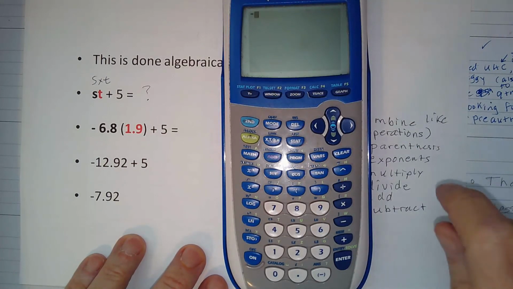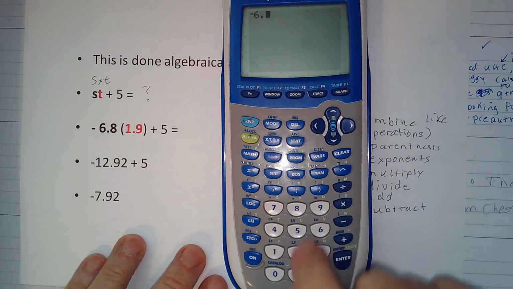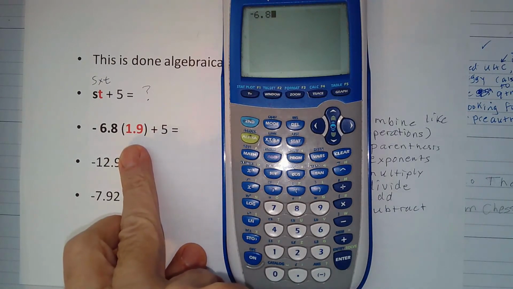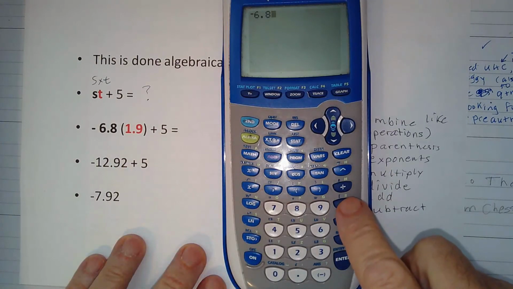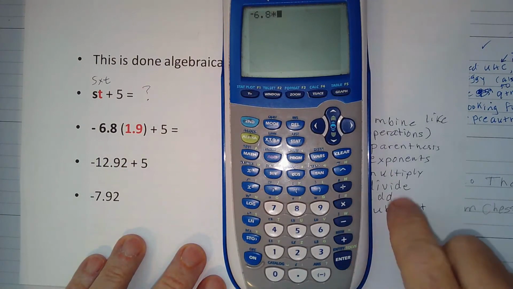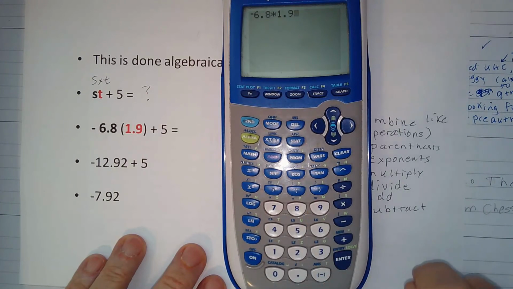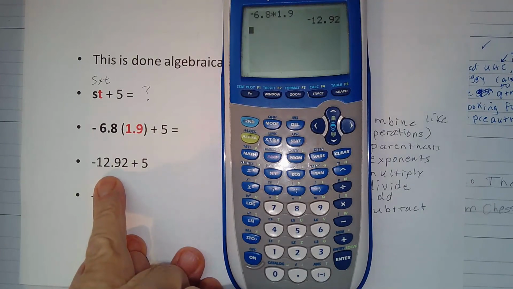Now we're going to type in 6.8, and we're going to multiply that times 1.9. So I go over here to my multiplication button, press it, and type 1.9, okay? And then click enter. And that gives us the number negative 12.92. And so you see it over here, negative 12.92. That was the answer that we got.